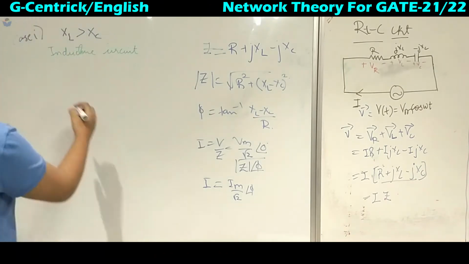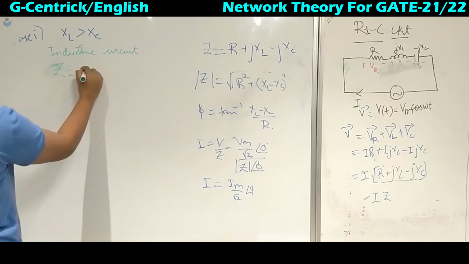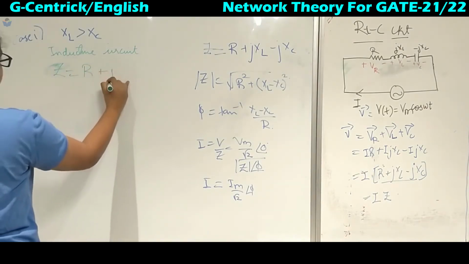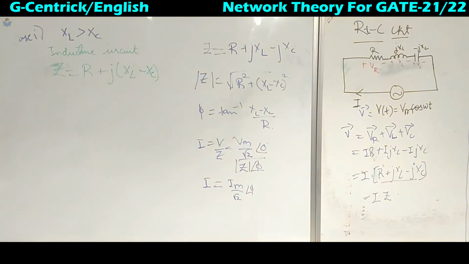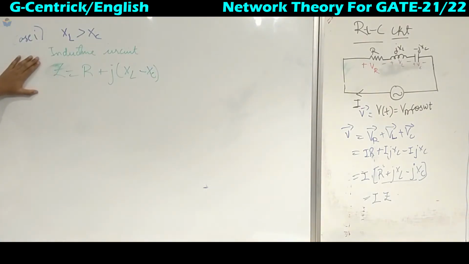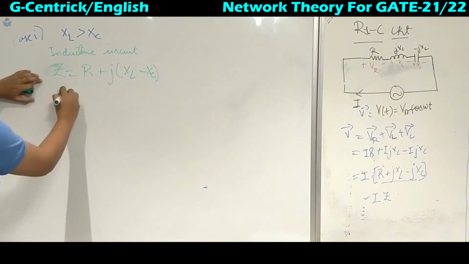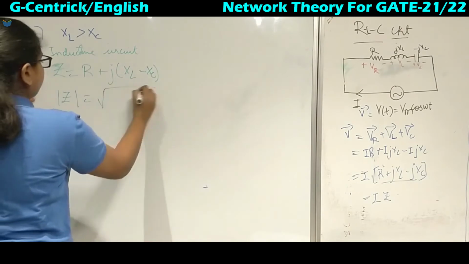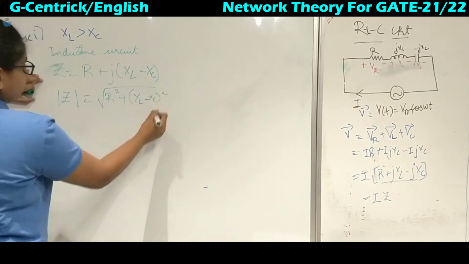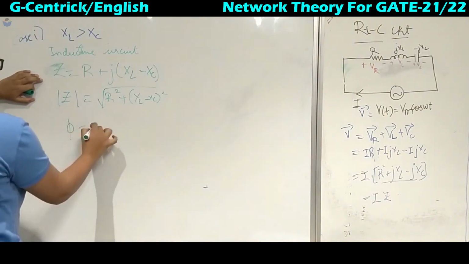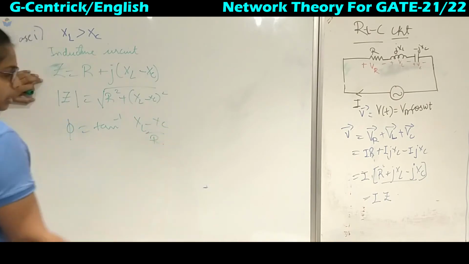So here it will be the same. XL is greater than XC, which means Z will be R plus j into (XL minus XC). So here Z is equal to R plus j(XL minus XC). What is the magnitude of this one? It will be the square root of R square plus (XL minus XC) whole square. Its angle will be tan inverse of (XL minus XC) upon R.